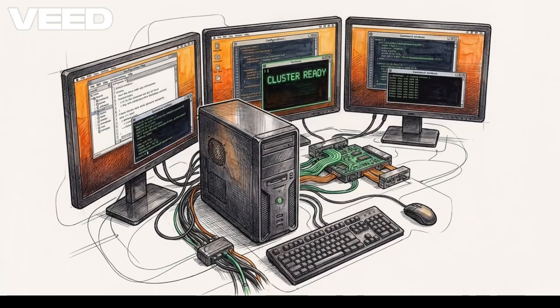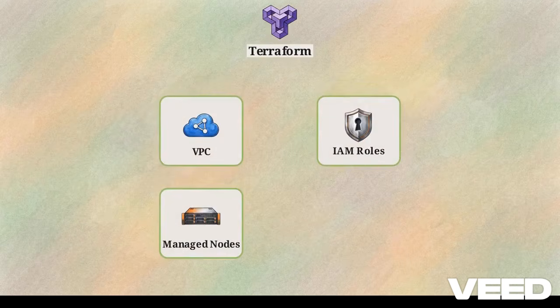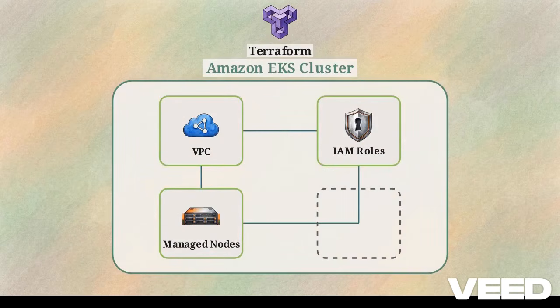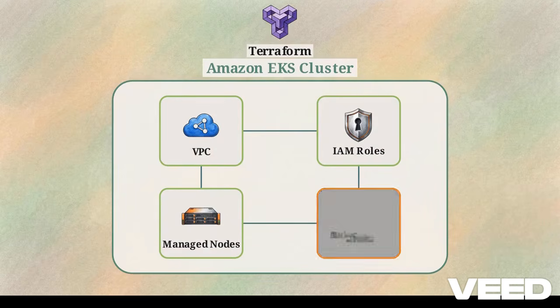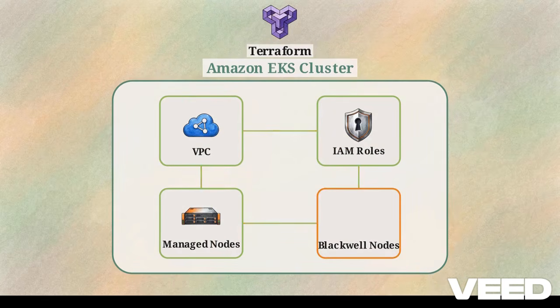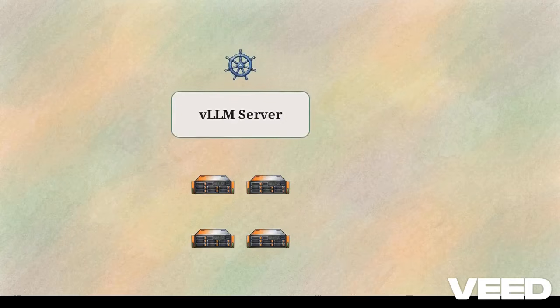Teams that require direct control over their Kubernetes configuration can choose the standalone Amazon EKS path. This deployment relies on the AI on EKS project, which provides open-source recipes for inference-ready clusters. Step 1 involves using Terraform to provision the VPC, IAM roles, and the managed node groups that will host the GPUs. Once the EC2 capacity blocks are active, those Blackwell nodes are joined to the EKS cluster as standard worker nodes. You must manually install the NVIDIA device plugin and GPU drivers to allow Kubernetes to schedule workloads on the Blackwell hardware.